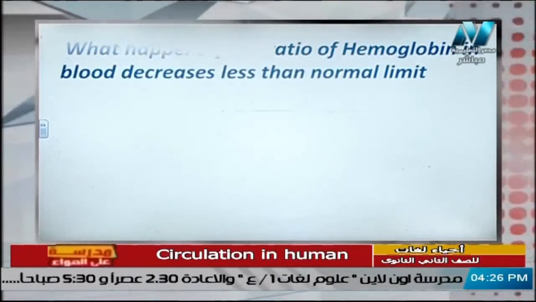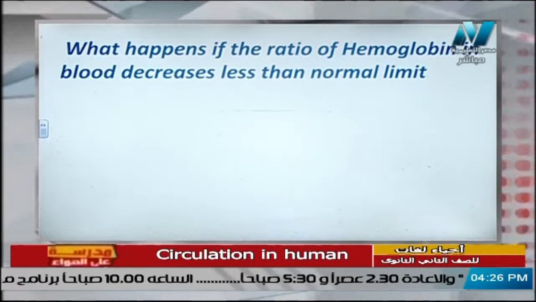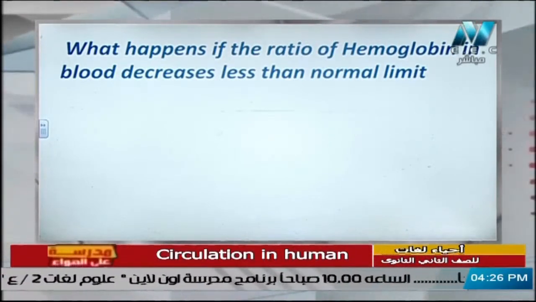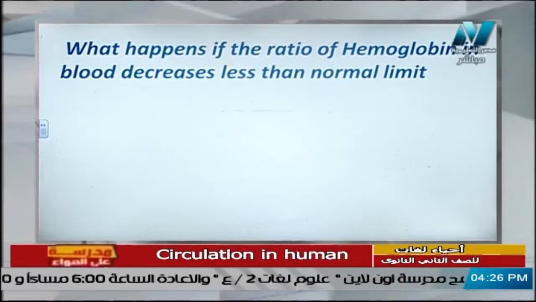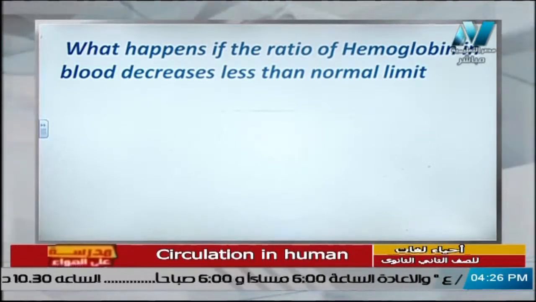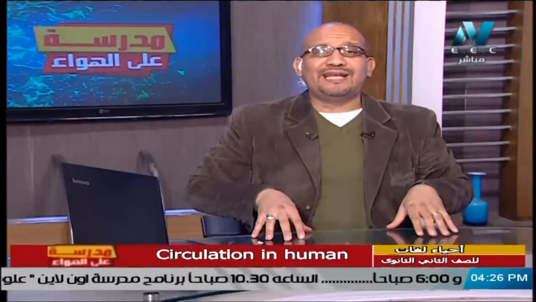Next question is, what happens if the ratio of hemoglobin in blood decreases less than the normal limit? We know that hemoglobin exists in the red blood cells, and as we studied before in first secondary, it is made of amino acids with iron. The main function of hemoglobin in the red blood cells is to combine with oxygen and carry it, and at the same time to combine with carbon dioxide to expel it outside the body through the two lungs in the respiratory system. Not in this chapter, the next one.